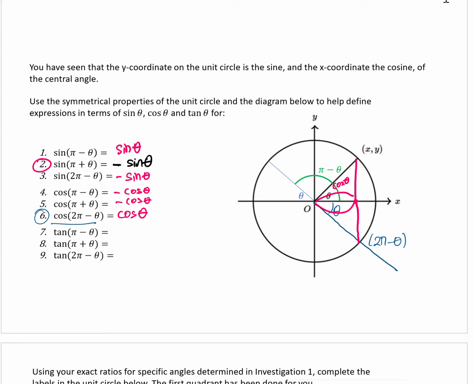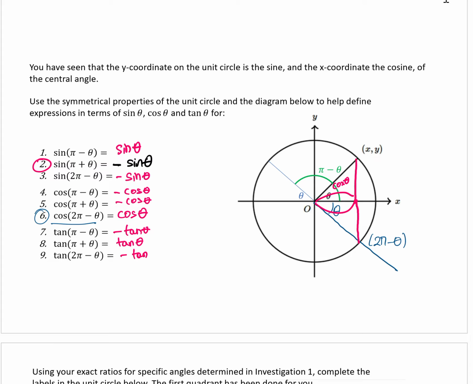The tangent of pi minus theta will become minus the tangent of theta. The tangent of pi plus theta will become the same as the tangent of theta, and the tangent of 2 pi minus theta will become minus the tangent of theta.